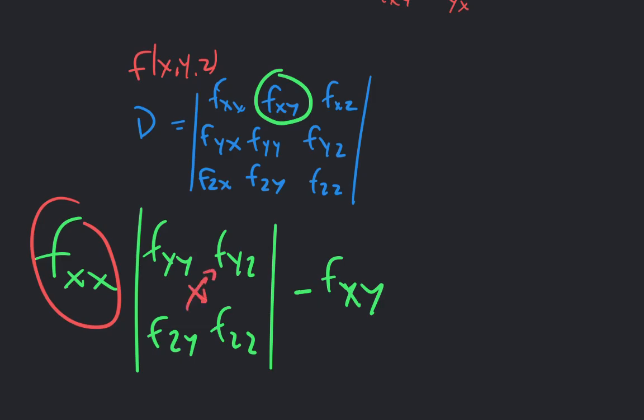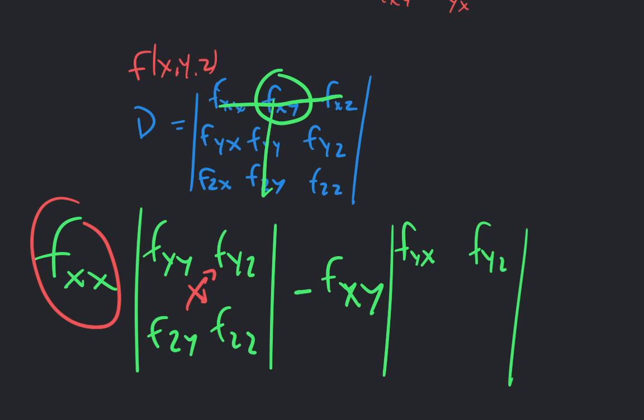And the reason why we have this outside is because we're going to be multiplying this term by the determinant of this matrix. So we're going to have, now we're doing the second term, fxy, and then do this cover-up method. fyx, fyz, fzx, fzz.